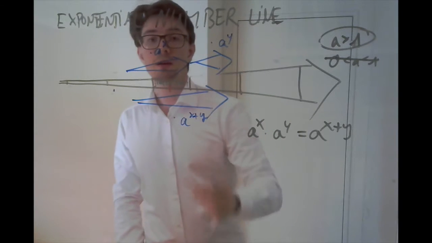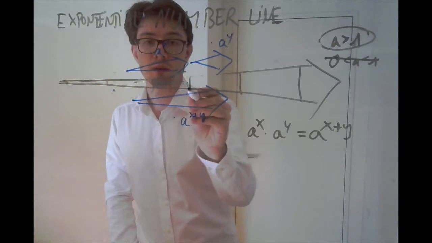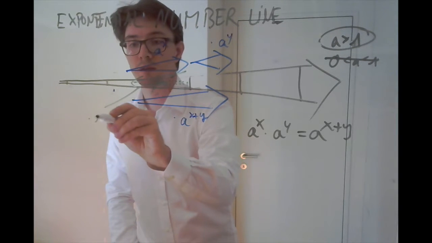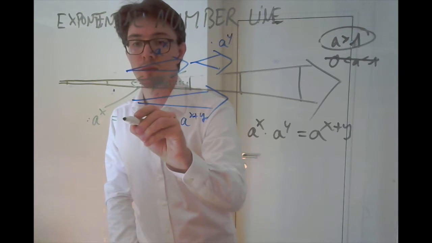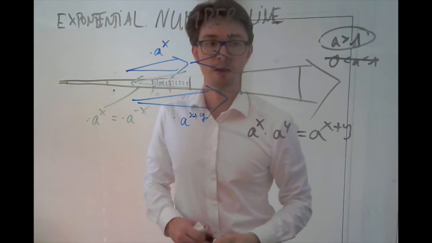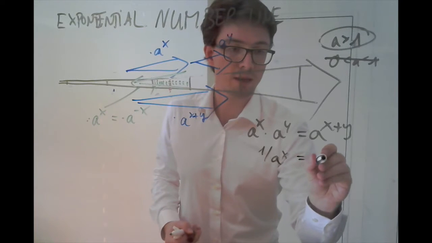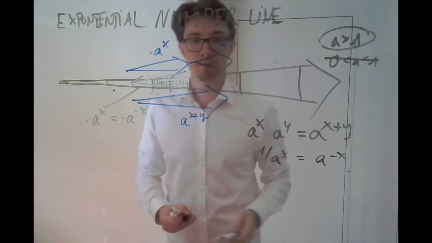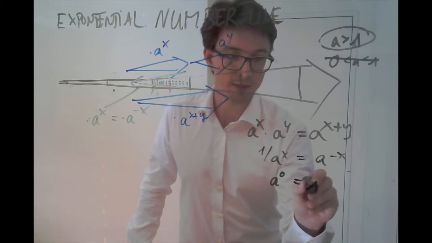In the same way, dividing out a to the x is the same as multiplying with a to the negative x. So 1 over a to the x is a to the opposite x. What else do we know? Well, a to the 0, we've already settled that it's 1.